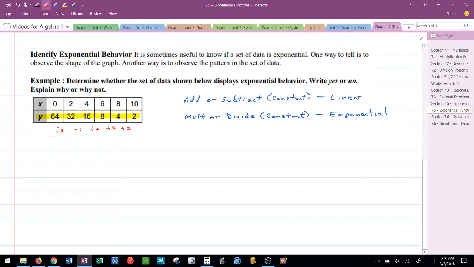All right? Because of this specific tendency right here, we can now say that this set of points represents an exponential function.